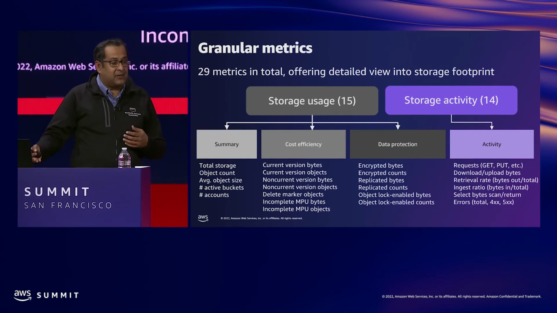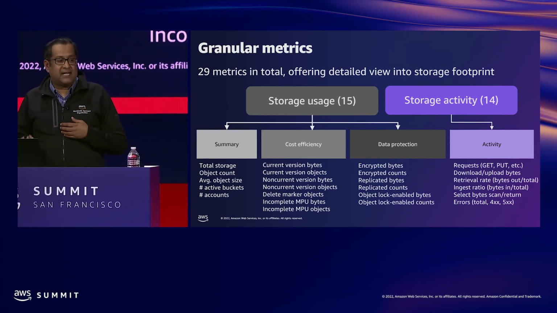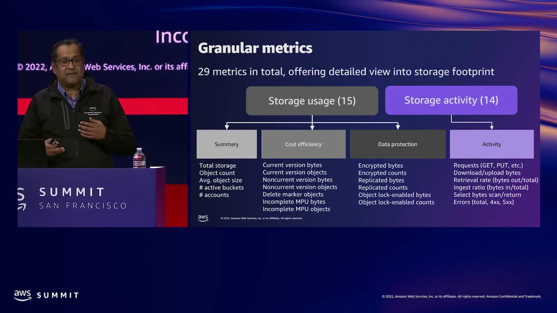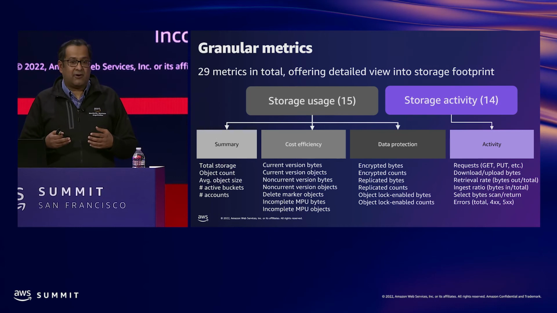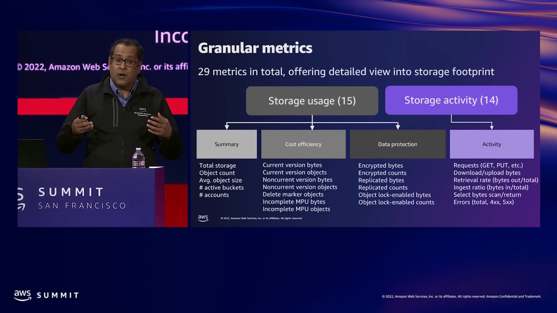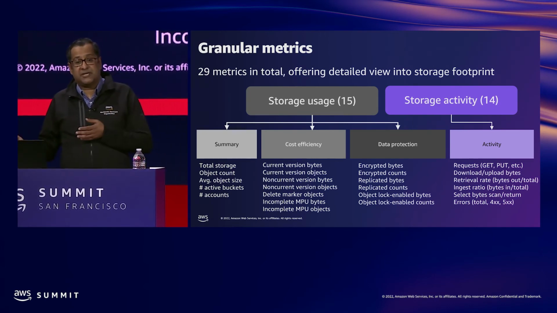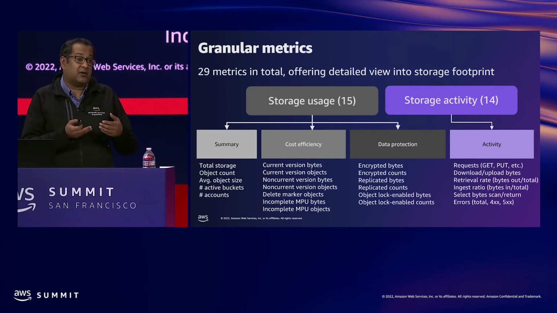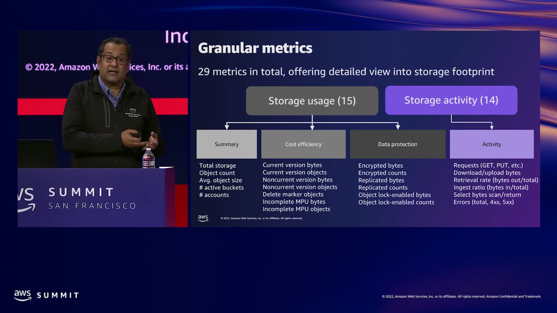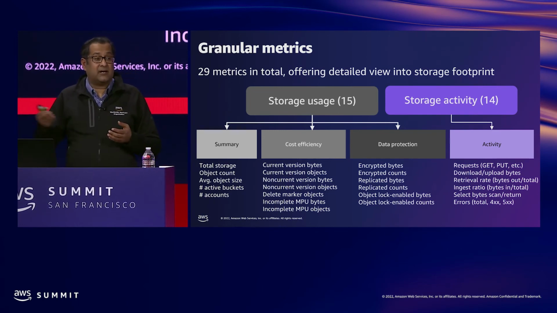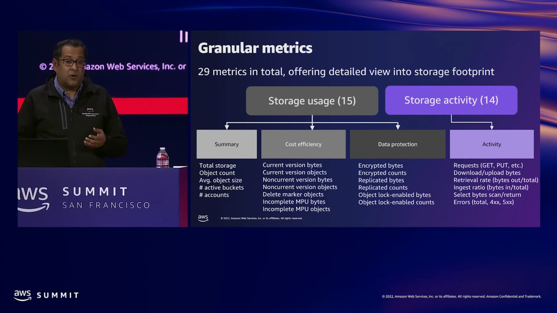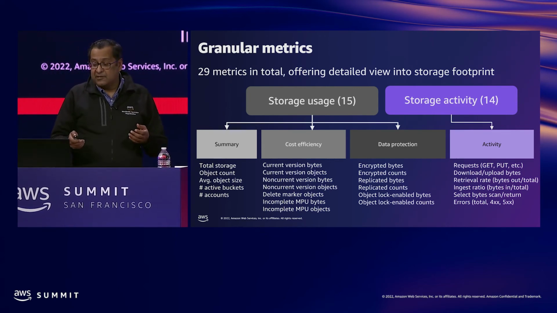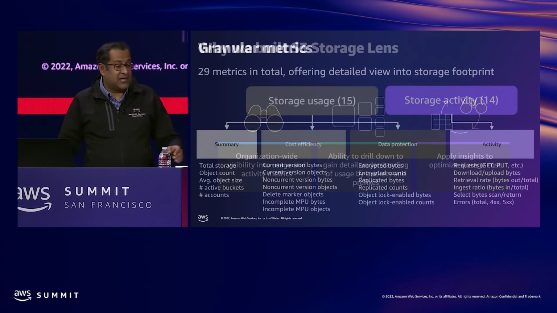You also have your activity metrics. These are your gets, your puts, your retrieval rates, etc. And these help you identify buckets which are either very, very active, or buckets on the flip side which are not active. And then you may decide, well, the data in this bucket is not active. Maybe it's a good candidate to archive and put the data into Glacier Deep Archive, or maybe even Glacier Instant Retrieval, right? So these are all very useful metrics that you have with Storage Lens.